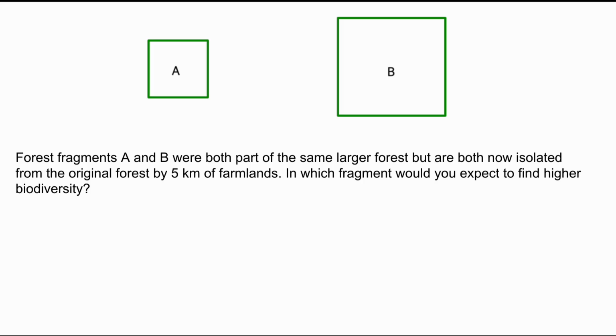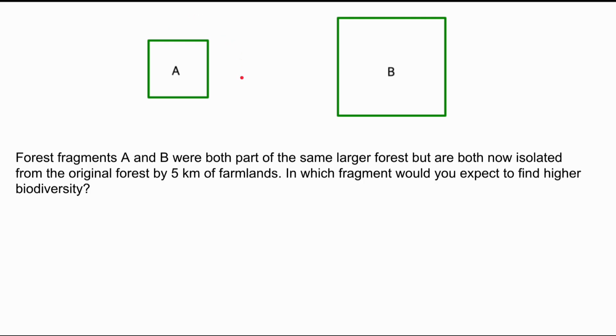Now let's look at something that's not an actual physical island in the middle of the ocean. Now I have two forest fragments. When we talked about forest fragmentation in a previous episode, I have fragment A and fragment B. Now they both came from the same initial forest that got cut away in order to make farmland. So we're going to say both of these have equal isolation. Both A and B are 5 kilometers away from the parent forest from which they were originally part of. So this is all farmland, 5 kilometers on the other side. So they have equal isolation.